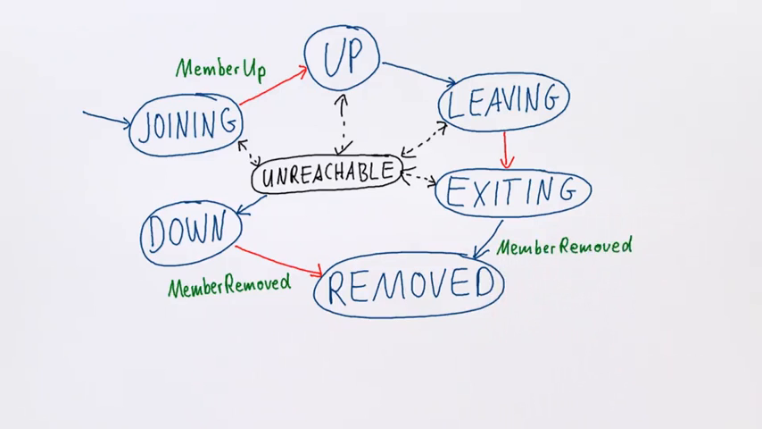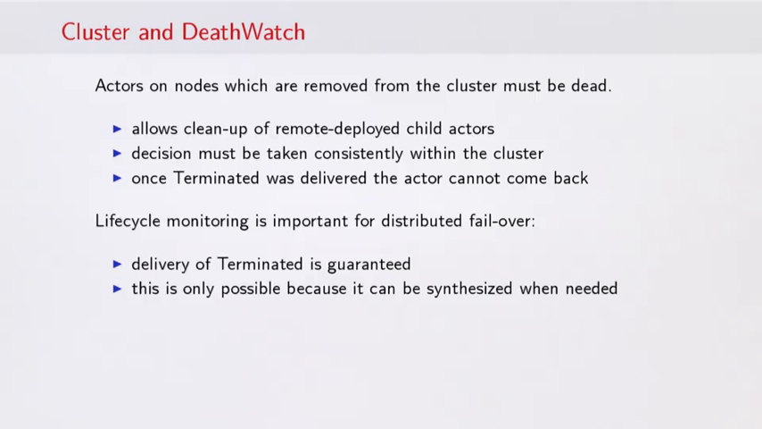There are other transitions which you can listen to, for example, member leaving and member unreachable, which were not shown in code so far. Whenever a node is removed from the cluster, all the actors which are on it might still be alive if it's just a network partition, but that does not matter. As far as the cluster is concerned, this node is removed and does not exist anymore. That also means that all actor refs which are still held within the cluster to actors on that removed node need to be considered terminated.